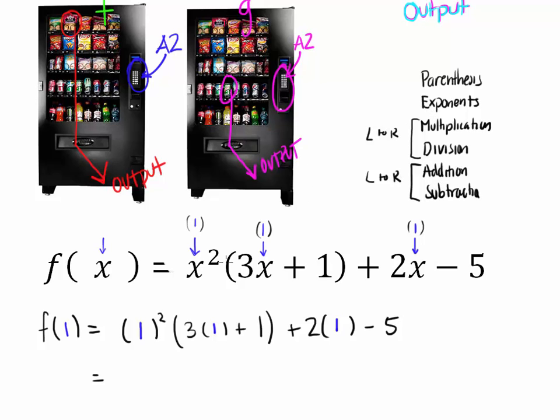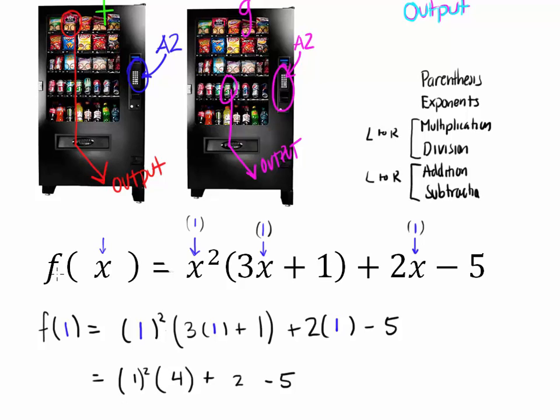So with parentheses, let's take a look at our parentheses first. So I've got some parentheses right here. Basically what this is saying is I have to take care of this parentheses before I can multiply it by this number right here. I can't just multiply these two things together. I'd have to multiply it to both of them, and that would be taking care of the parentheses. So I've got 1 squared times 3 times 1 is 3, plus 1 is 4. So that parentheses is taken care of. Plus 2 times 1, so that's going to be plus 2 minus 5. I didn't really need to put parentheses around that.